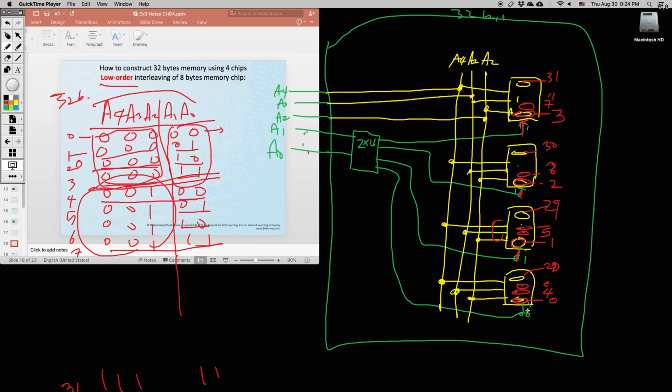Each chip does not have a contiguous address range, but the chips take turns like that. So as we configure the memory as low order interleaving, we have this configuration, and the address spaces are determined accordingly.